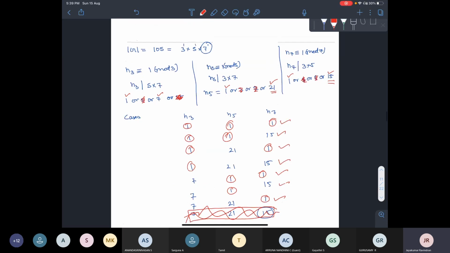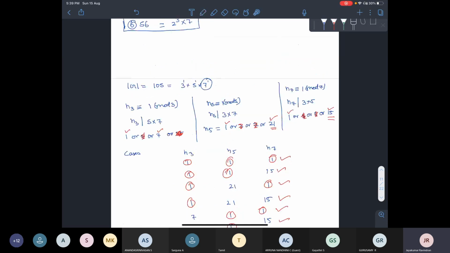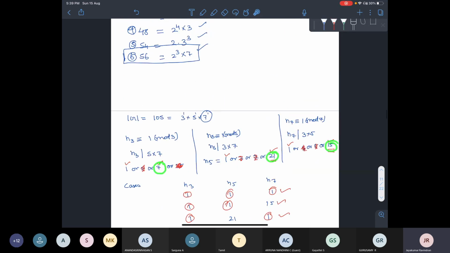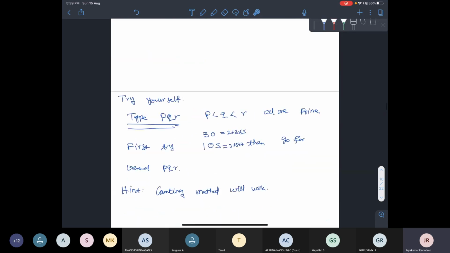So the counting technique says that this case is not possible, and we have to consider only the remaining cases. I'm telling you people, try p, q, r in the same way, with p less than q less than r.